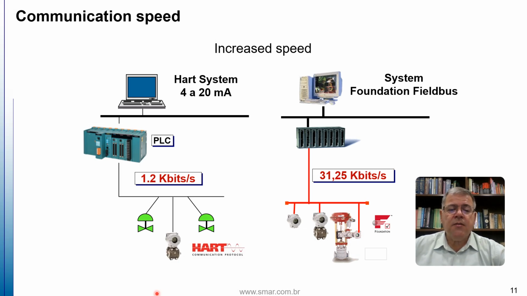Another key piece of information: in a system with 4 to 20, utilizing HART digital communication, the speed of HART is 1.2 kilobits per second. In the Foundation Fieldbus network, it will be about 30 times higher, 31.25 kilobits per second.